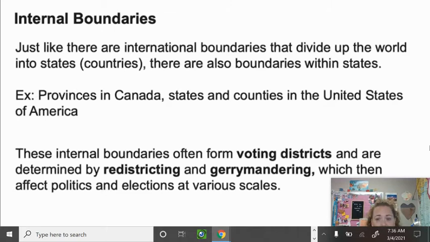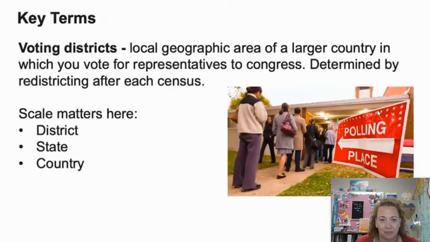Okay, so internal boundaries. Just like there are international boundaries, we actually have boundaries within our states. Obviously, we use those for a variety of reasons: for census tracking, for local government, and in the case we're going to talk about today, for voting districts. These internal boundaries form these voting districts, and as you saw in the simulation, depending on how the lines are drawn in those voting districts, it can truly have an impact on what political party maybe wins or doesn't win in a certain election.